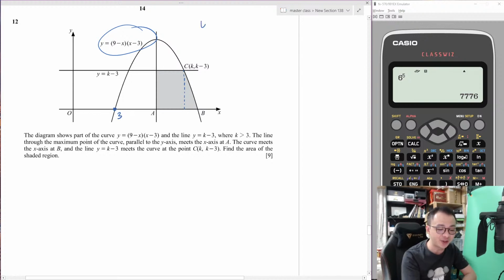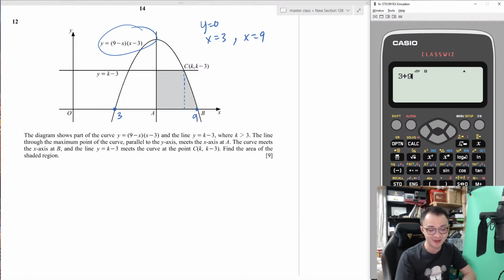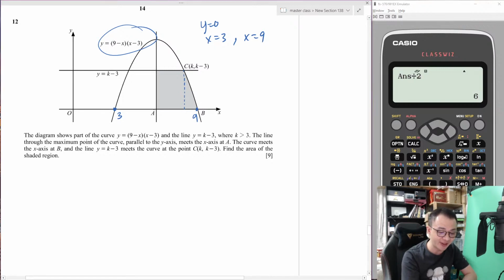I make y equal to 0. I will get x equals 3 and x equals 9. So I have these two coordinates, 3 and 9, and A is the midpoint of them. You just do 3 plus 9, then divide by 2, and you should get the middle one, which is 6. I can just say this is 6. 9 minus 6 is 3, so this is 6, 9. This is my maximum coordinate here.